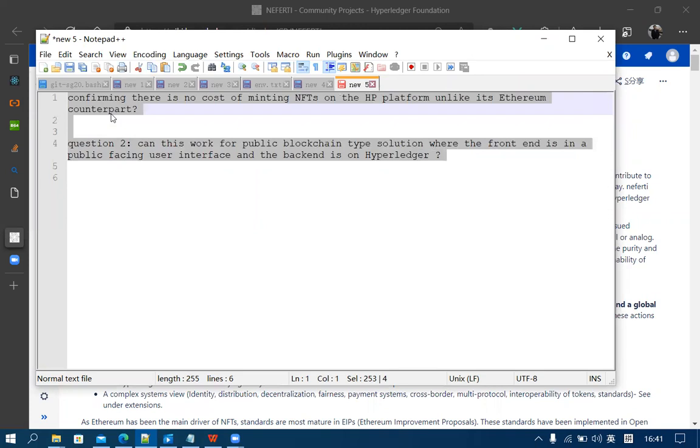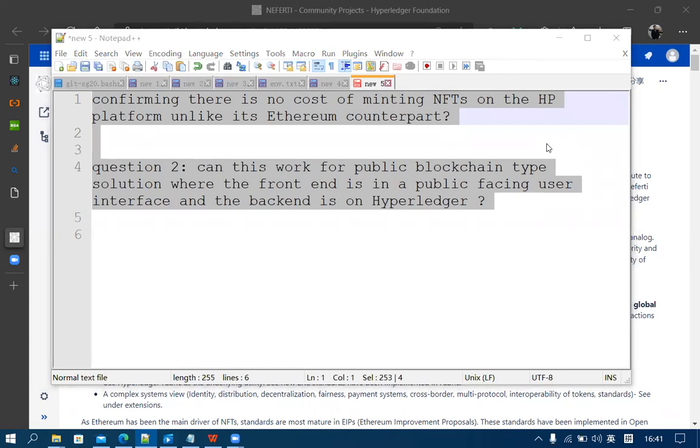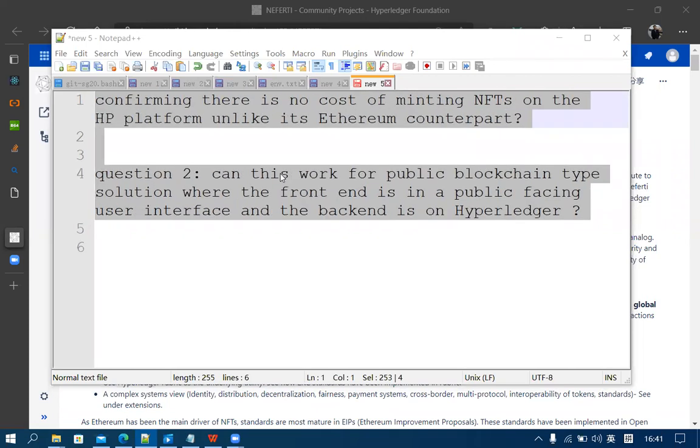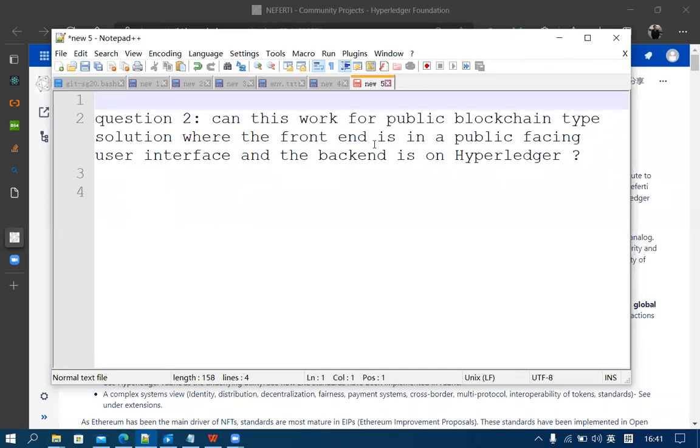So actually he wanted to ask, can this work for a public blockchain type solution where the front end is a public facing user interface and the back end is in Hyperledger? Confirming there's no cost. Yes, there's no cost, but for Ethereum there's cost. As I know, there are gas fees in other blockchain technologies, but for Fabric, yes, there's no cost. So the second question is.